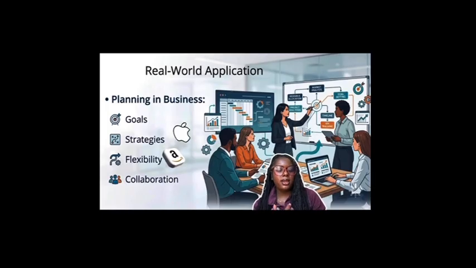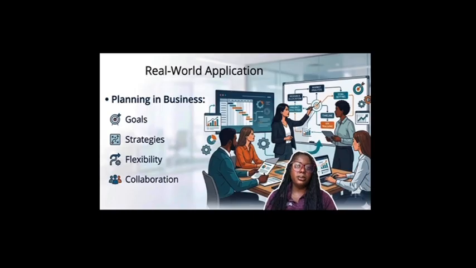Companies like Amazon, Apple, or any local business for that matter rely on structured planning to set goals, allocate resources, and stay competitive. Flexibility is key. Decision-making ensures teams use collective intelligence to solve complex problems. Just like our team assignment, in the business world, teams must communicate, share ideas, and make decisions together.